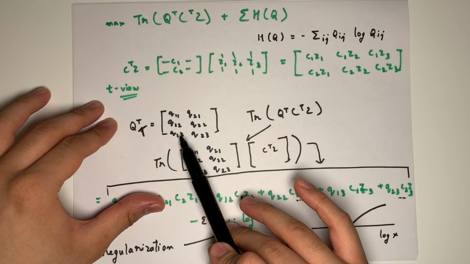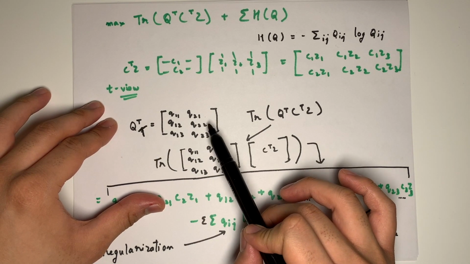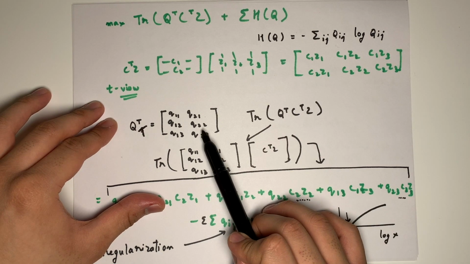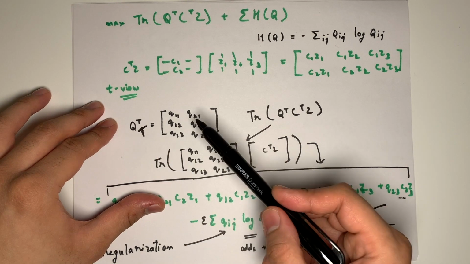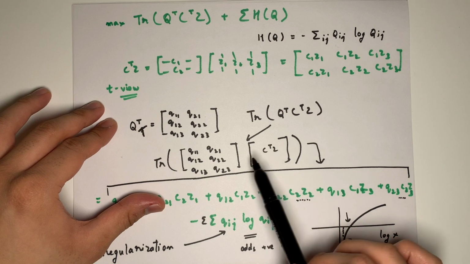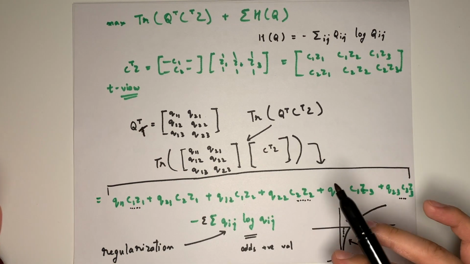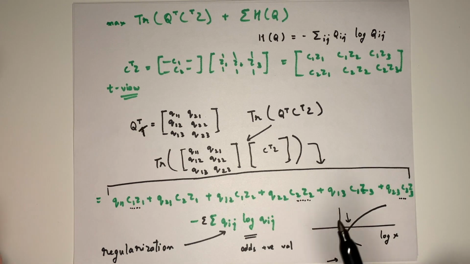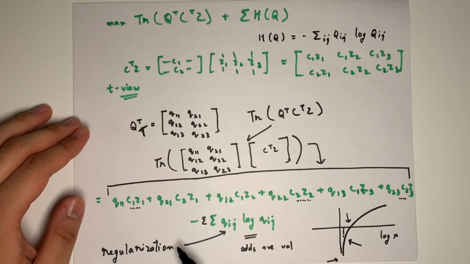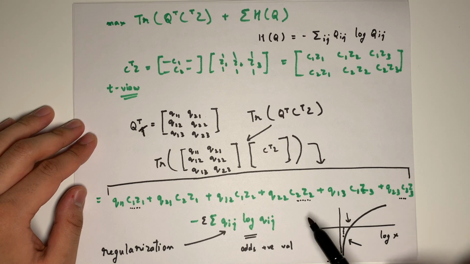So let's just assume we have a bunch of these values in our Q matrix. We got our C transpose Z. We take this Q matrix and its transpose, multiply it with C transpose Z, and take the trace. Since we chose the prototype vectors and the representations of the T view in our previous example in such a way that C1 was close to Z1, and Z2 and Z3 were close to C2.